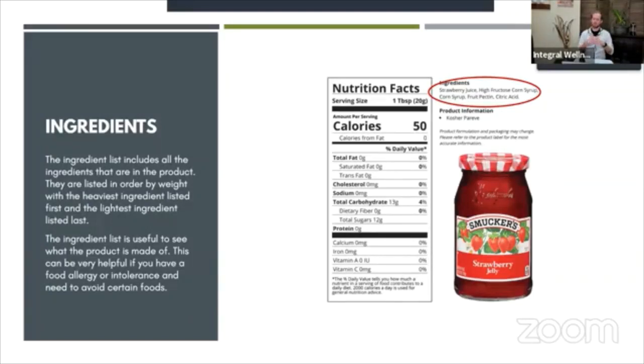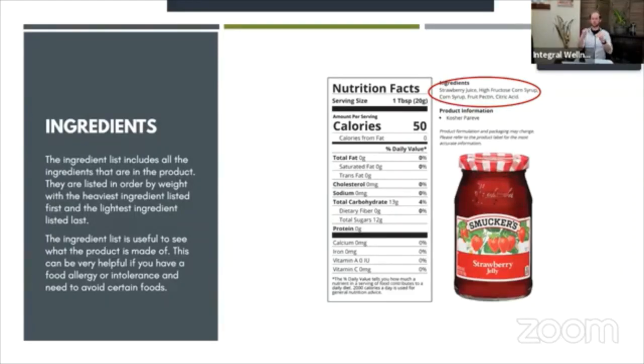So the first ingredient is strawberry juice, right? And the reason, we talked a little bit about this before, the reason why it has all of that sugar is because they use high fructose corn syrup and corn syrup, right? So those are the second and third ingredients. So it does have quite a lot of sugar within it, but that's how the ingredients work, right?